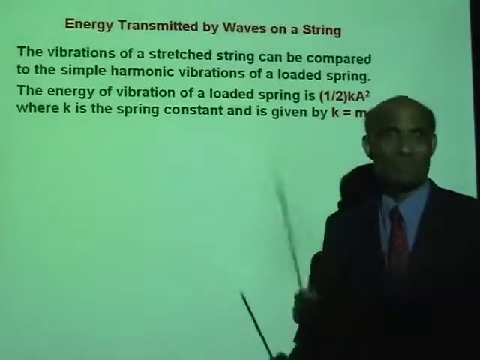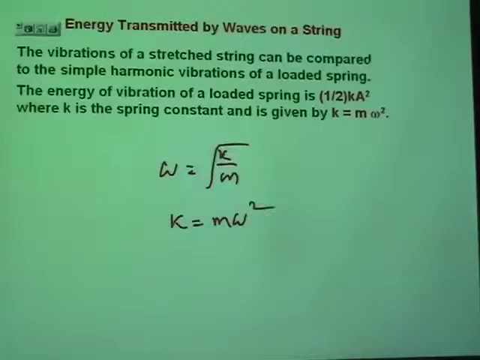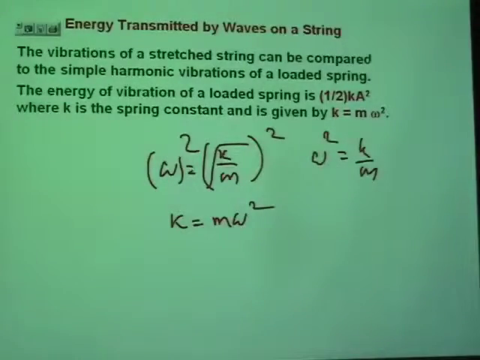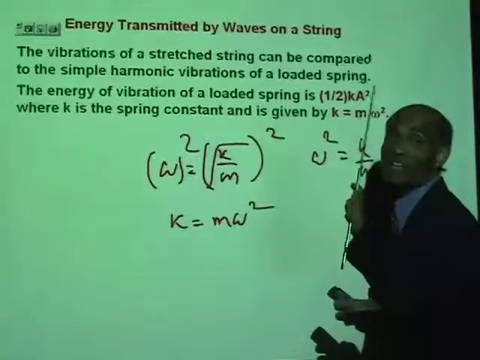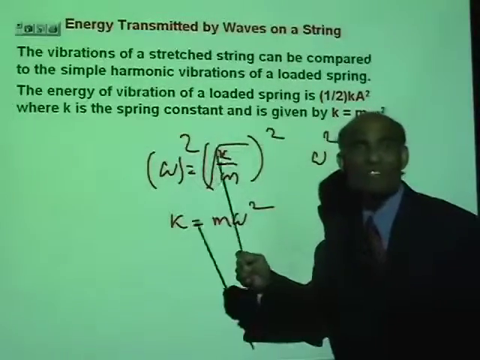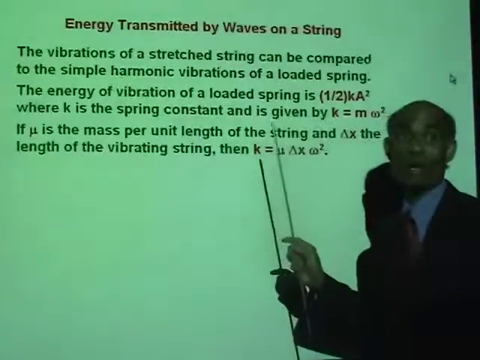You remember that one? Well, the first time I introduced this, you know that omega equal to square root of K over m. Therefore, K equal to m omega squared. If you square both sides, is that right? We get omega squared equal to K over m, or K equal to m omega squared. So we will now use energy of a vibrating segment of string. In place of K, we will use m omega squared.